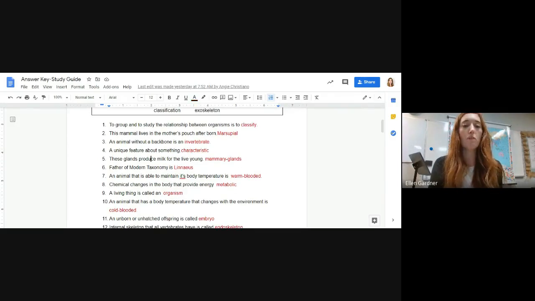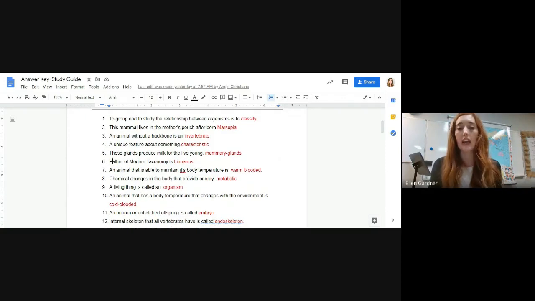These glands produce milk for the live young. Those are mammary glands. Those are the ones that mammals have in order to give their babies milk to continue to help them grow. Father of modern taxonomy is Linnaeus, or Carl Linnaeus, is what I put in the Bright Thinker assignment. He is the one who came up with how to classify all organisms, plants and animals.